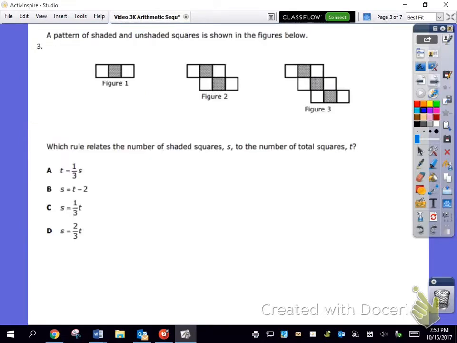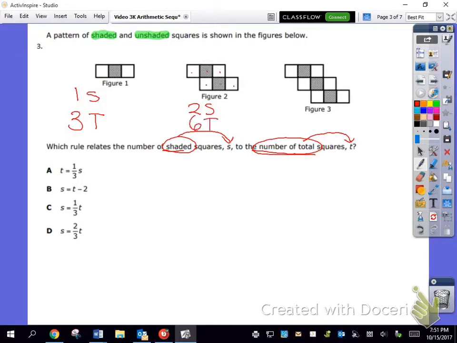On number 3, you have shaded and unshaded. Now, make sure, we don't really know which one they want first, so I'm just going to make a note. There is one that is shaded, and it says which rule relates the number of shaded squares to the total number of squares. So the shaded squares is represented by S, total is represented by T, so there's 3 total. Here there's 2 shaded, 1, 2, 3, 4, 5, 6 total, and then this one has 3 shaded and 9 total, okay?